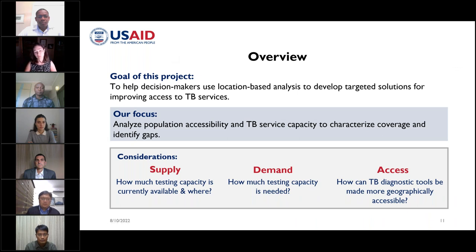So the goal of this project is to help decision makers use location-based analysis to develop targeted solutions for improving access to TB services. Our focus is to analyze population accessibility and TB service capacity to characterize coverage and identify gaps. Some things that we consider as part of this are supply: how much testing capacity is currently available, and where is that testing capacity located? Demand: how much testing capacity is needed now, based on some historical data sets, and how much might be needed in the future based on projected values. And then access: how can TB diagnostic tools be made more geographically accessible?